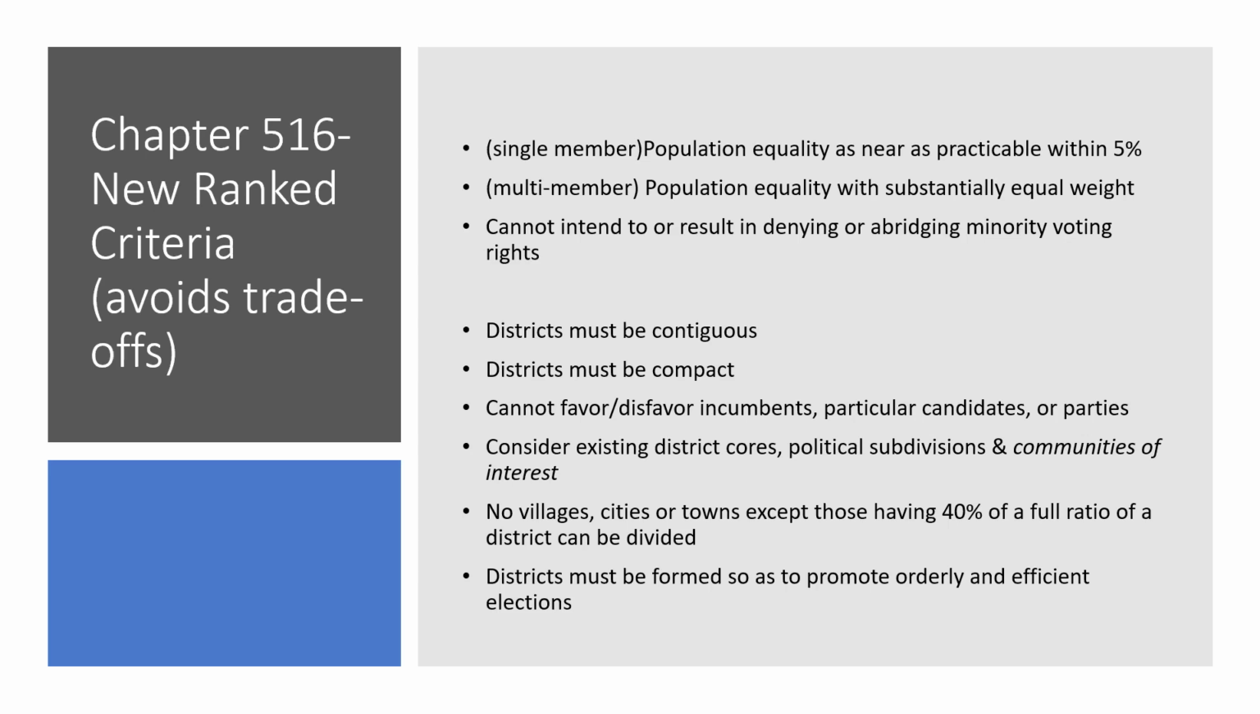The New York State Commission is now redrawing state Senate, Assembly, and Congressional lines with very similar criteria, but they're not ranked. And by ranking criteria, it means that you follow in order population equality, minority voting rights, contiguity, compactness, and so forth, so that at some point you can't accommodate all of these criteria, but the higher ranked criteria receive priority.